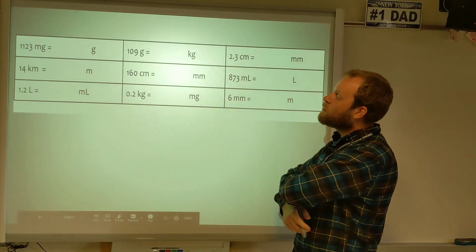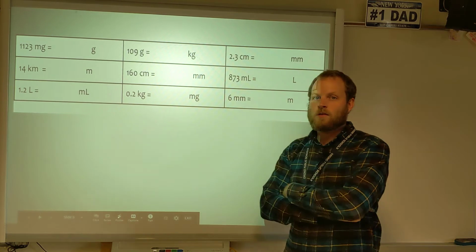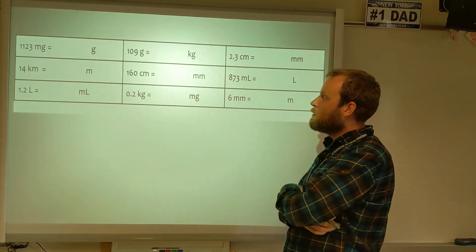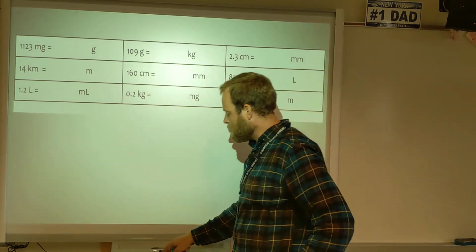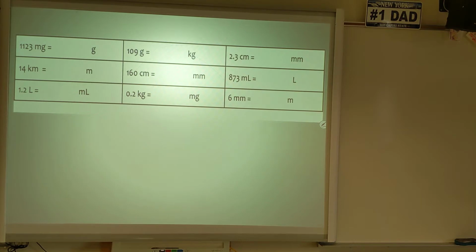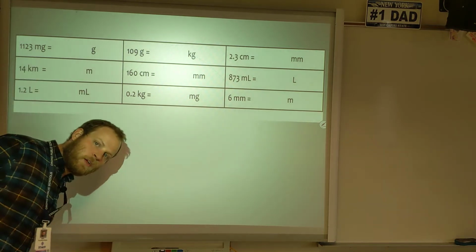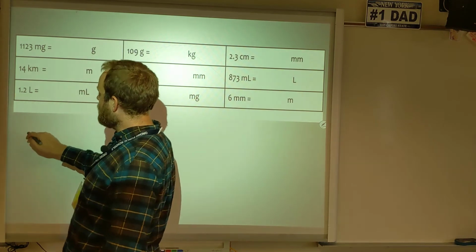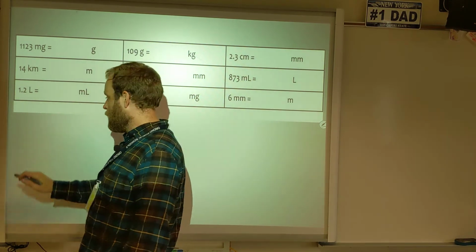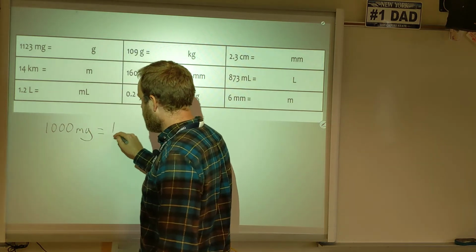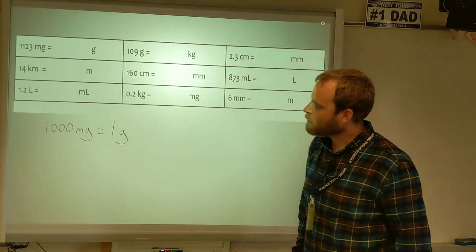Great. So this is a conversion table. Go ahead and do these on your own. I'll give you the answers, I guess. So 1.123 milligrams to grams. If you want to do this using dimensional analysis, you need to know the equalities. So milligrams to grams. Milli means 1,000th. So there's 1,000 milligrams equal to 1 gram.